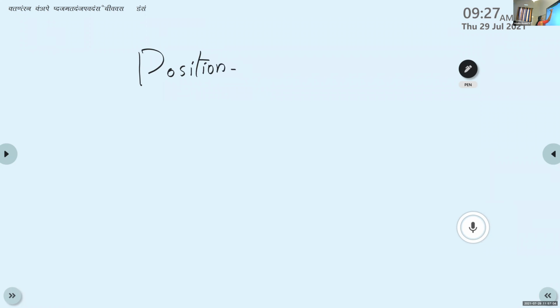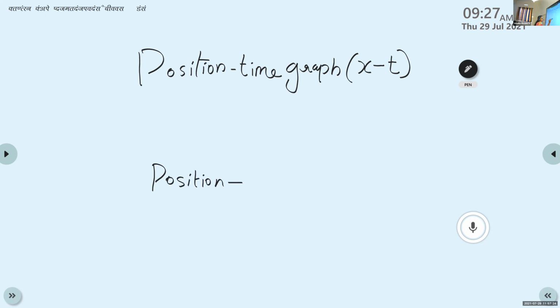Position time graph. The position time graph can also be represented as xt graph, where x is representing the position. By this term position, we mean both the distance and the displacement. Position of an object means the distance or the displacement of the object. So you must keep this point in your mind.